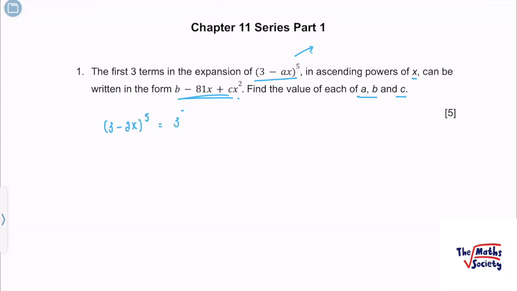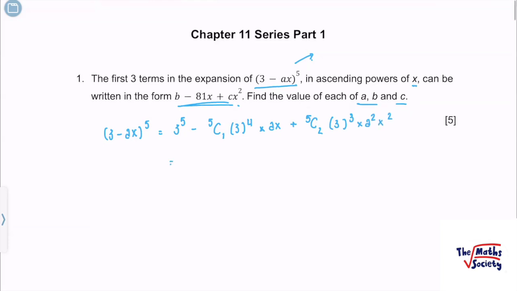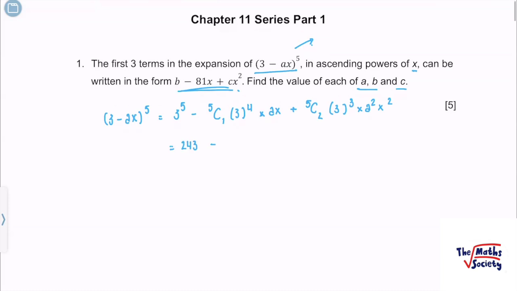So the first one is going to be 3 to the power 5. And then that's minus 5c1 times 3 to the power 4, multiplied with just ax. And then that is plus 5c2, and then 3 to the power 3, multiplied by a squared and x squared. So then you'll get 3 to the power 5, which is 243, minus 5c1 times 3 to the power 4, which is 405ax, and then plus 5c2 times 3 cubed, so it's 270a squared x squared.